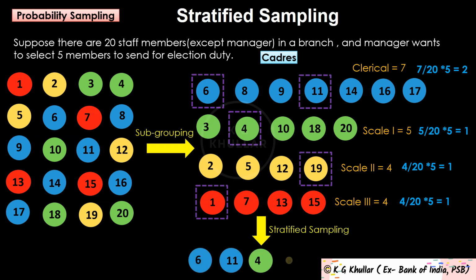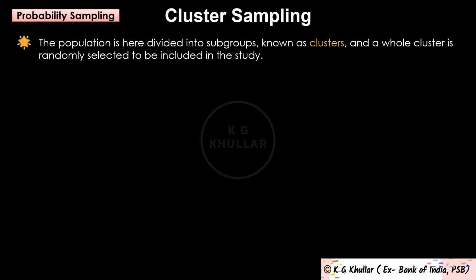Next, let's see the final method under probability sampling, that is cluster sampling. Friends, in a clustered sample, we use the subgroups of a population as the sample unit rather than individuals. The population is here divided into subgroups known as clusters, and the whole cluster is randomly selected to be included in the study. That is, instead of sampling individuals from each subgroup, you randomly select entire subgroups.